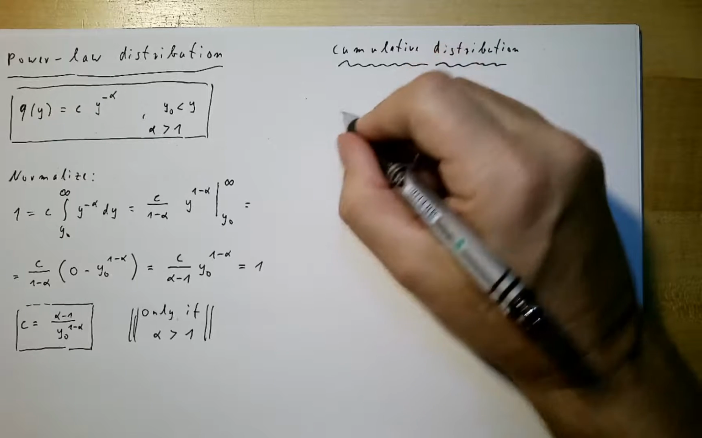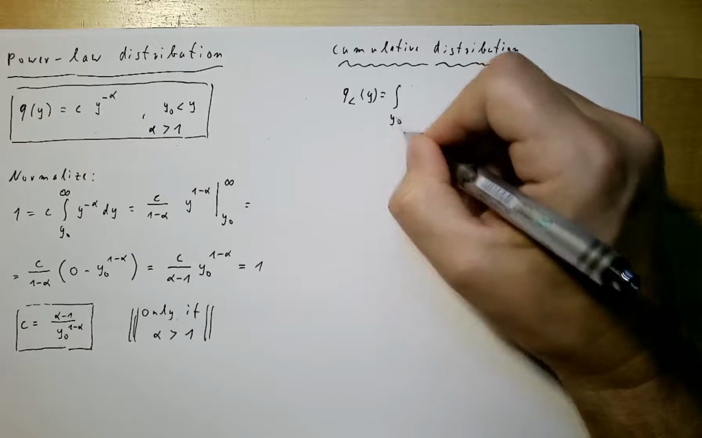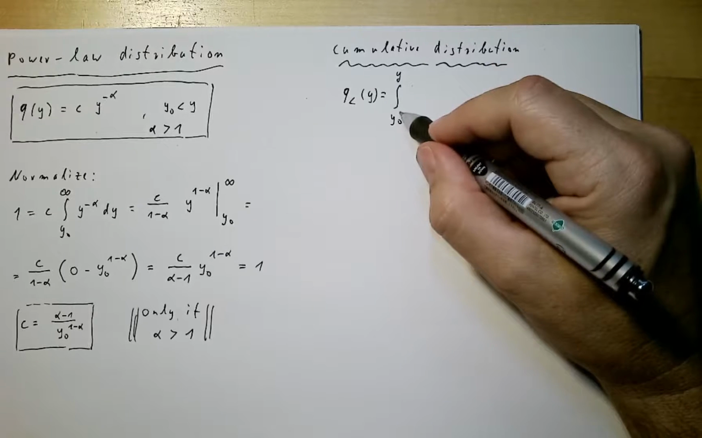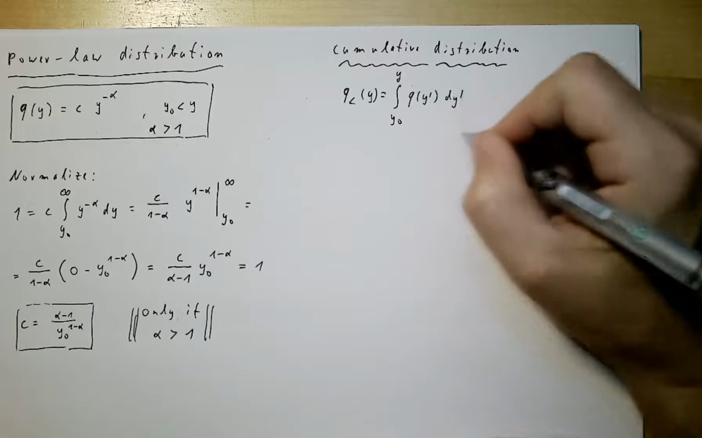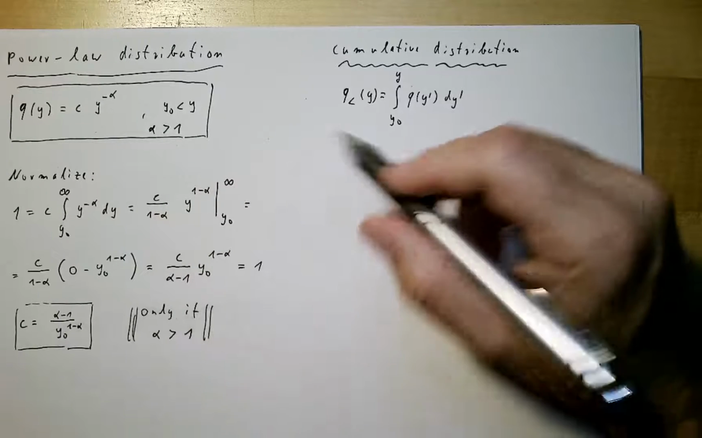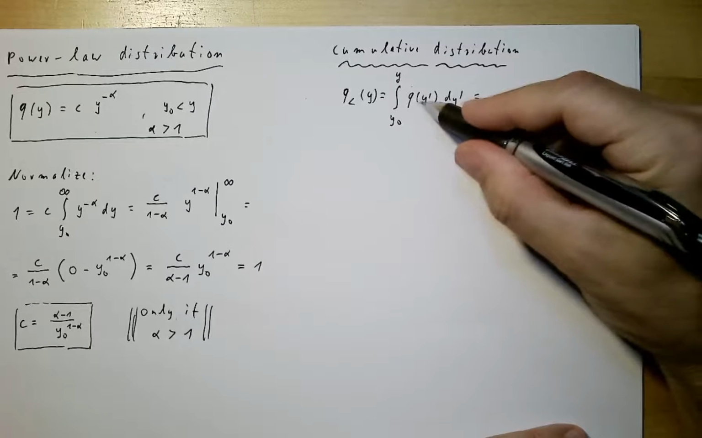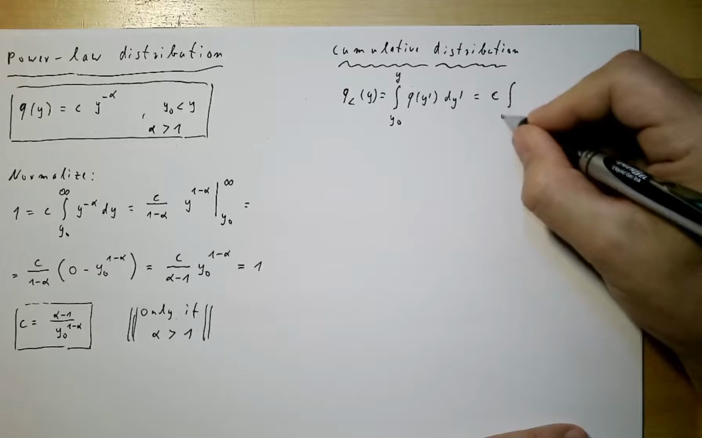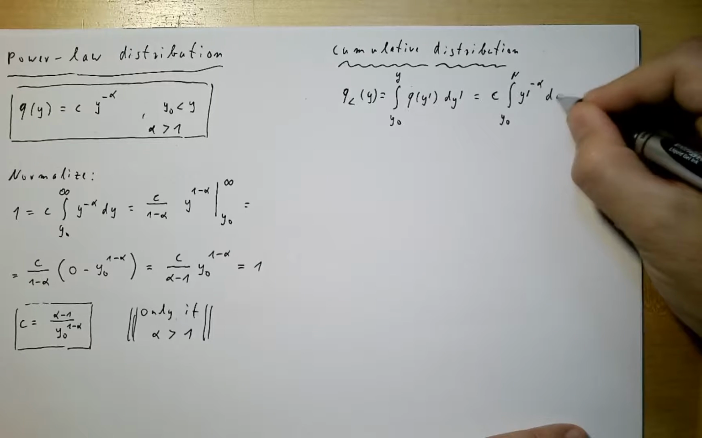So how to do this? We calculate this q smaller of y. This is again such an integral from y0 to y, q of y bar d y bar. Okay, now we have to plug in our distribution and our normalization. Let's keep the normalization for the moment just c, and so we integrate c y0 until y bar to minus alpha dy bar.